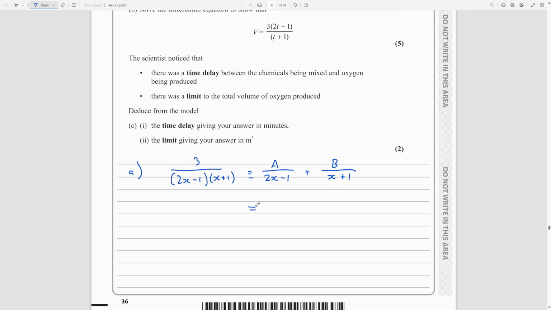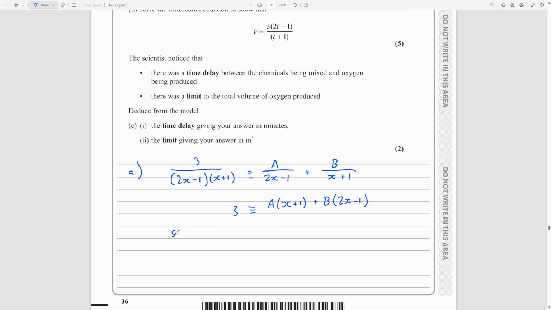Let's use 3 because it's an equivalence here. Let's multiply this out, or add these fractions rather. We get a(x plus 1) plus b(2x minus 1). The denominator would be the same. I can see that the denominator will be the same on both sides, and so the numerators are equivalent.